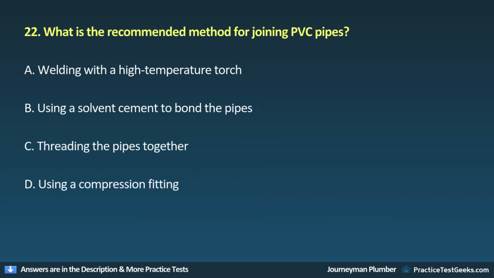22. What is the recommended method for joining PVC pipes? A. Welding with a high-temperature torch. B. Using a solvent cement to bond the pipes. C. Threading the pipes together. D. Using a compression fitting.